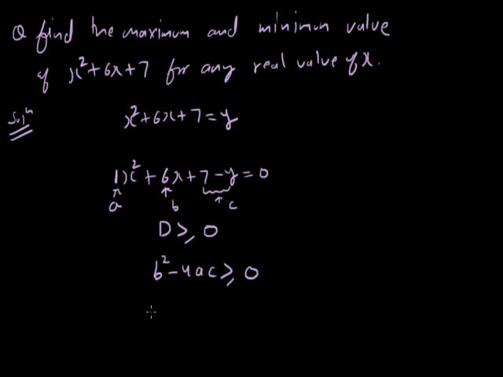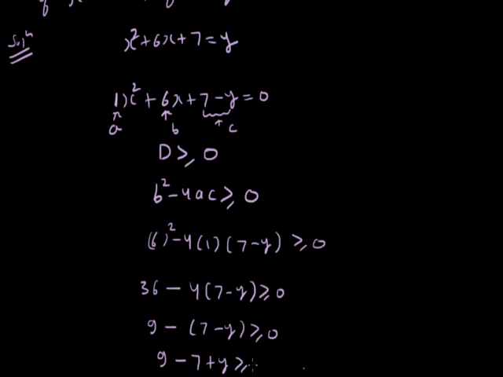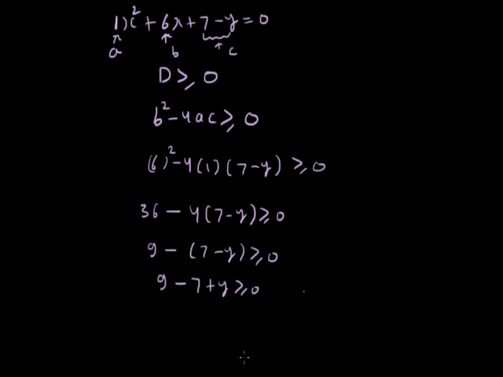Now put the values. The value of b is 6, 4, the value of a is 1, and the value of c is 7 minus y, greater than or equal to 0. So solve this. 6 square is 36 minus 4 times (7 minus y) greater than or equal to 0. I divide the whole equation by 4, so it becomes 9 minus (7 minus y) greater than or equal to 0. Open the brackets: 9 minus 7 plus y greater than or equal to 0. So 9 minus 7 is 2, plus y greater than or equal to 0. So y is greater than or equal to minus 2.